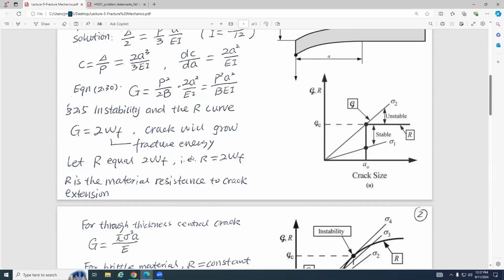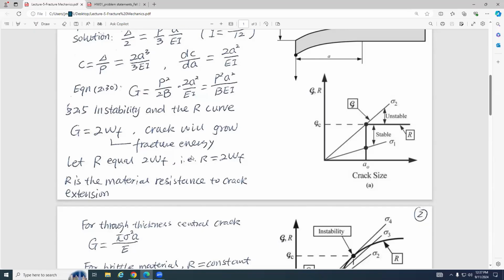So here, Gc is the critical energy release rate. It is the material parameter. And G is the actual energy release rate that is dependent upon your loading condition and your crack length. And we want to compare G and R. If R is resistance, if G is greater than R, the crack grows. If G is less than R, the crack does not change.